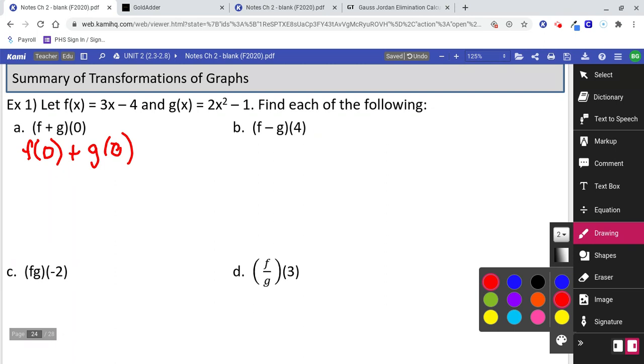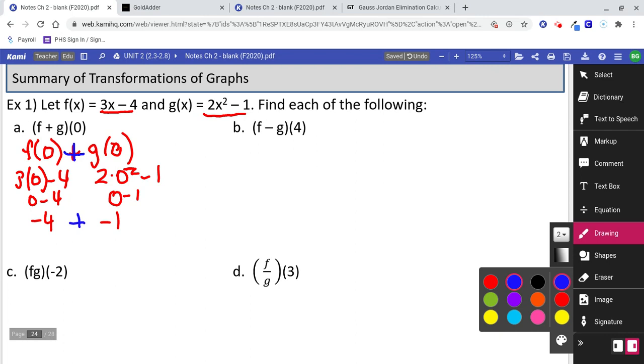Plug in the 0 into the f function. So you're going to have 3 times 0 minus 4. Feel free to do some of that in your head if you want to. That's going to be 0 minus 4 is negative 4. Likewise, we're going to plug in 0 into the g function, and that would be 2 times 0 squared minus 1. That's going to be 0 minus 1 is negative 1. But we're adding those two things together. So it's negative 4 plus negative 1. The answer is going to be negative 5.